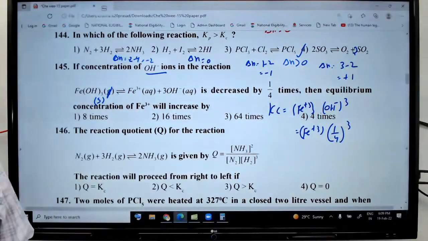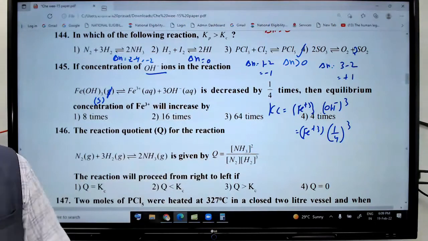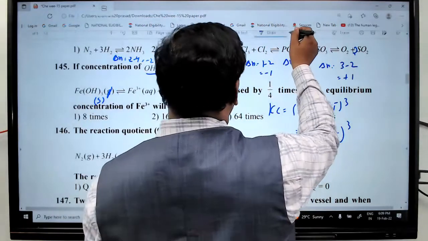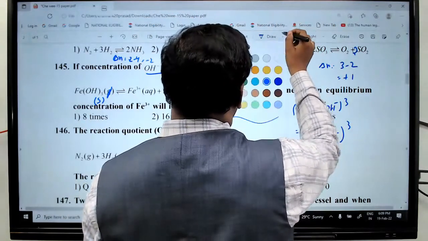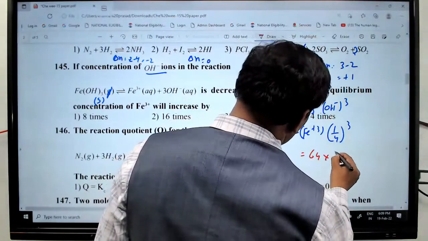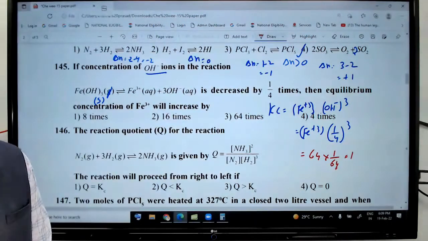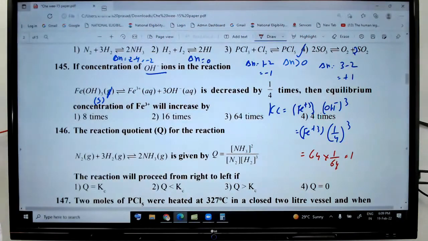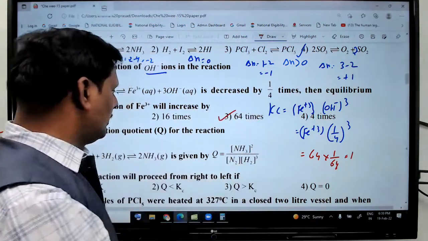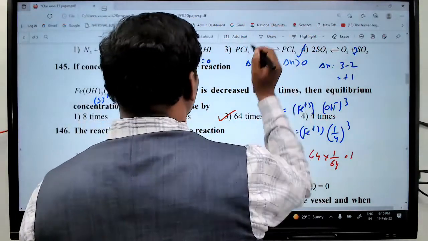In order for Kc to remain constant, Fe plus 3 should be increased by 64 times. Then only Kc remains constant. That means it is supposed to be increased 64 times, which is nothing but 1 by 64, so K remains constant. So the answer is increased by 64 times. Take question number 146.